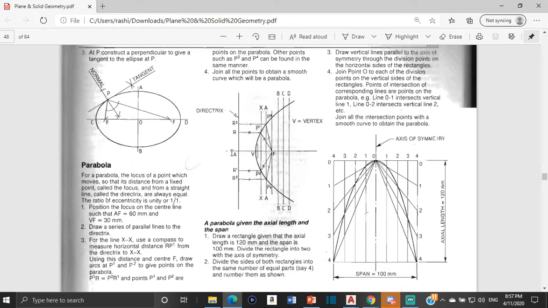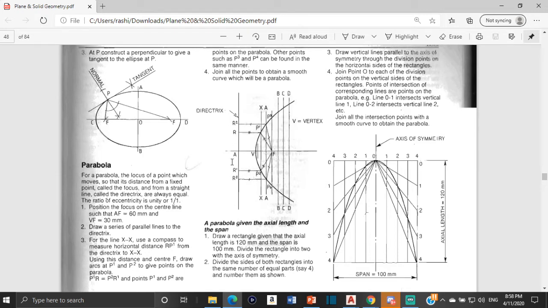For a parabola, the ratio of eccentricity is always going to be unity. So it says right here, for a parabola, the locus of a point which moves so that the distance from a fixed point called the focus, in this drawing, this is the focus right here, point F, and from a straight line called the directrix are always equal. So this is the focus here, and this is the directrix right here. Focus and directrix.